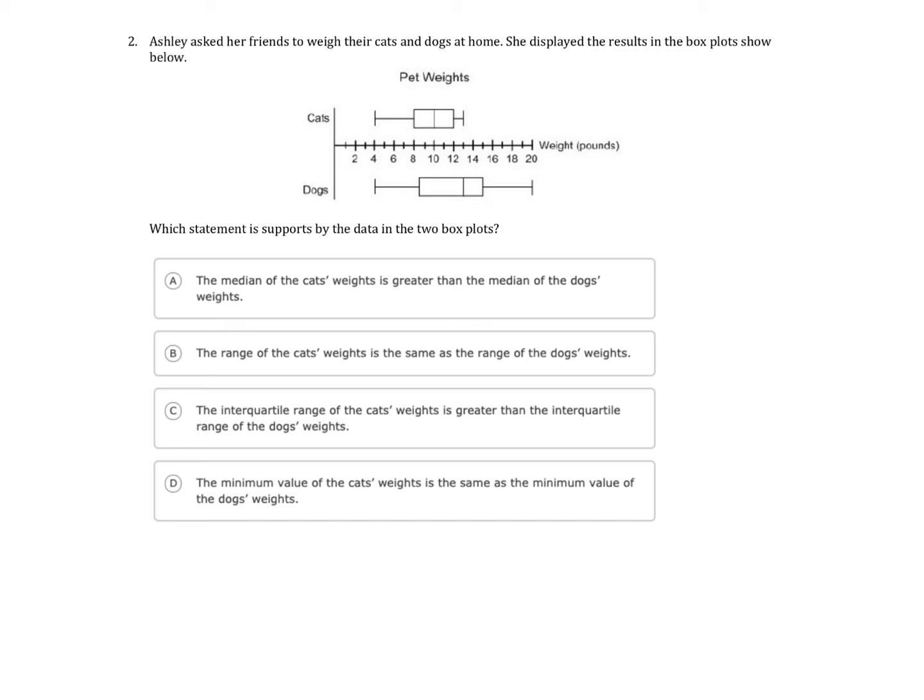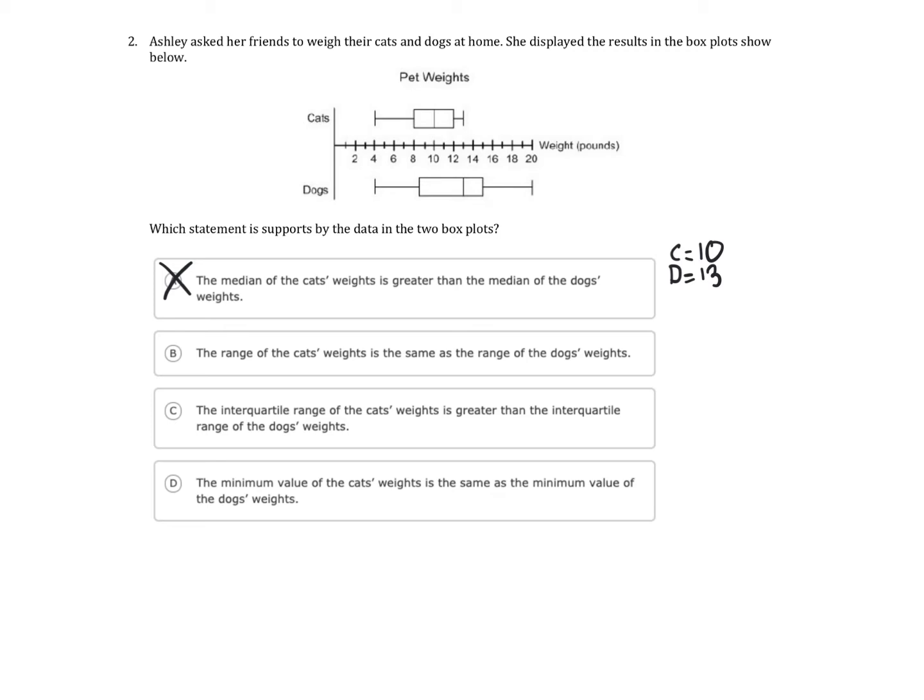So the median is the middle line inside the box. A cat's median is 10 and a dog's median is 13. So if we write it out, dogs equals 13, cats equals 10. That tells us that our dog's median is more, so A would be wrong. The next one says the range of cats' weights is the same as the range of the dog's weights. So when we do range, we do the maximum minus the minimum of each one.